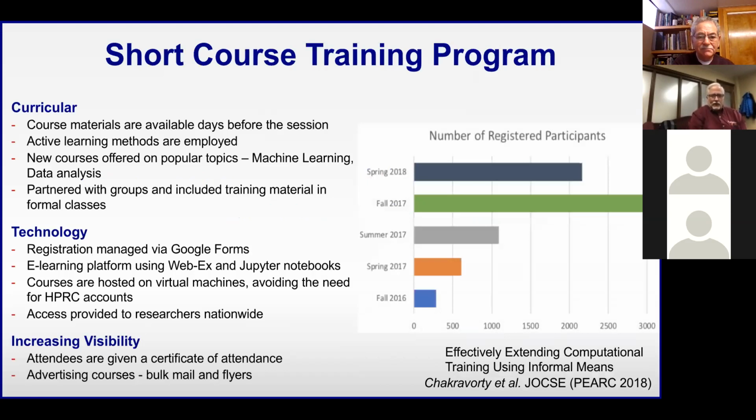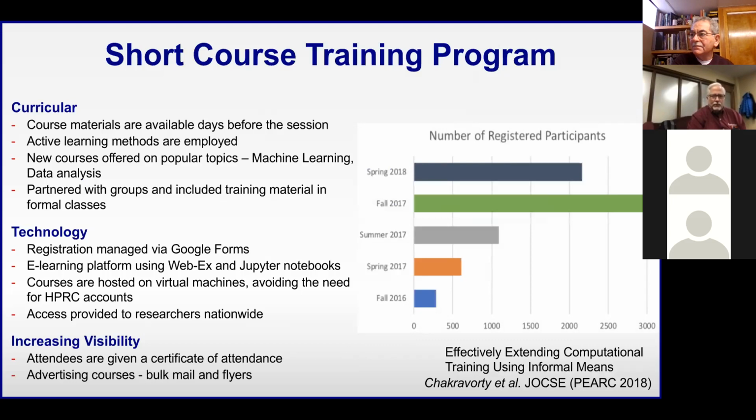All right, so we have this in-house training program. There are three key parts to this. One is the curricular issues. How do we handle the materials? The technology, what are the delivery platforms? And then the third one is how do we make it stick, or at least make the attendees feel like they're walking away with something.